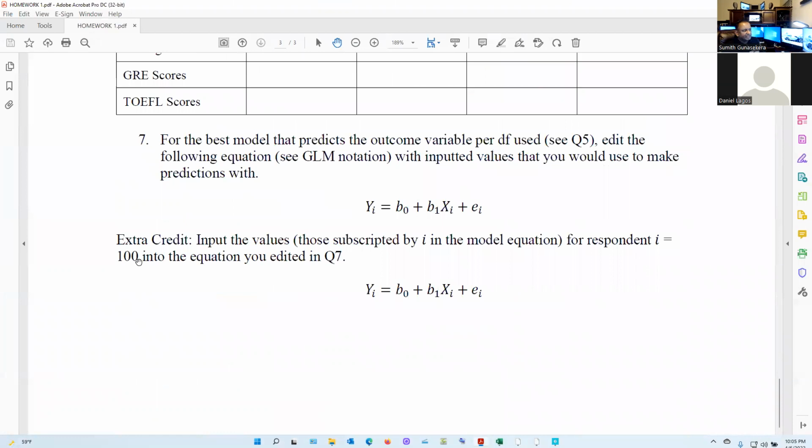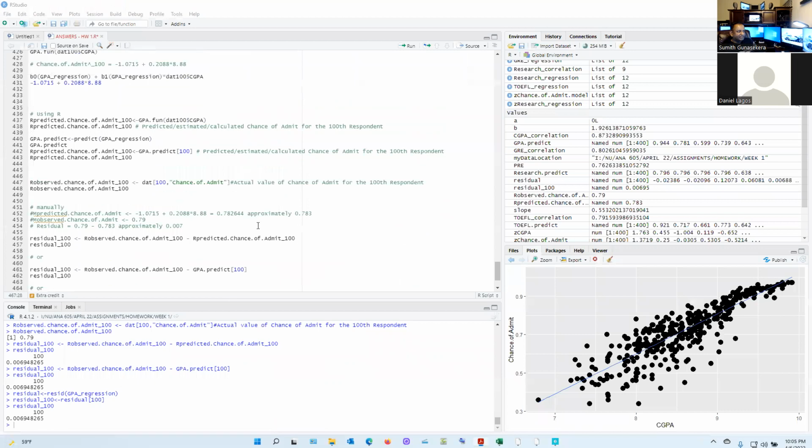So we input the values subscripted by i in the model equation. That means you input the values in the model for the 100%. The 0.79 should come here as the observed value. This part is the estimated value, and this part is the error. That's what we expect. You can calculate it in different ways.